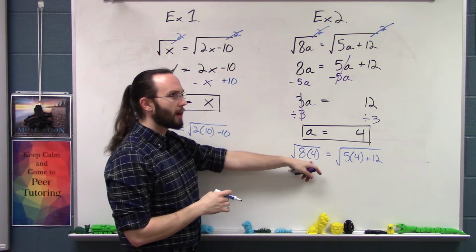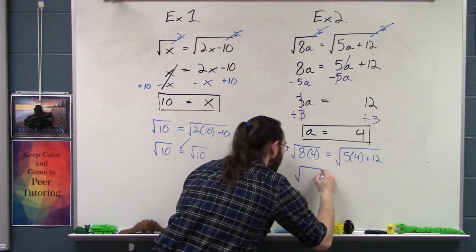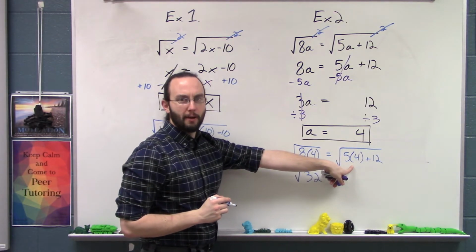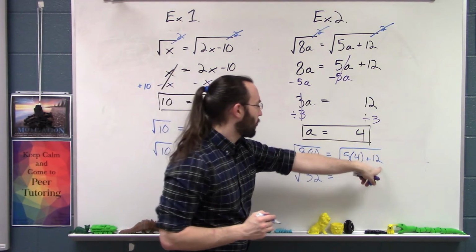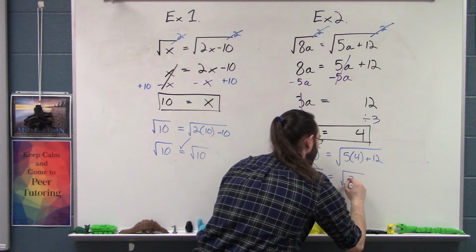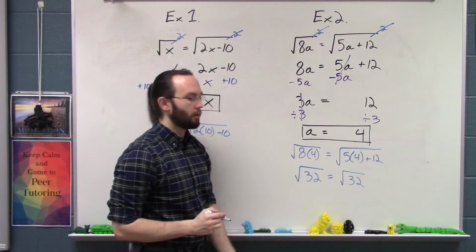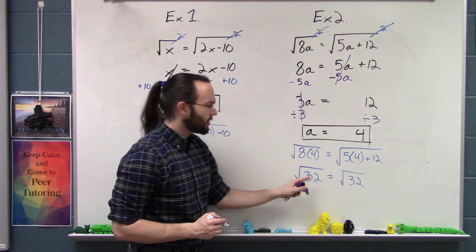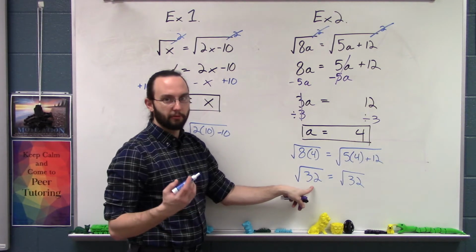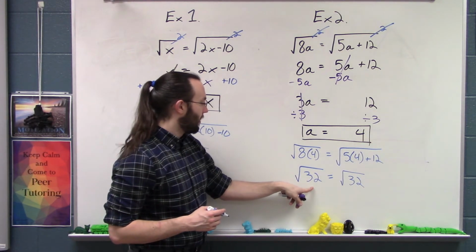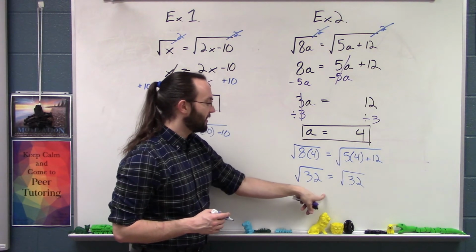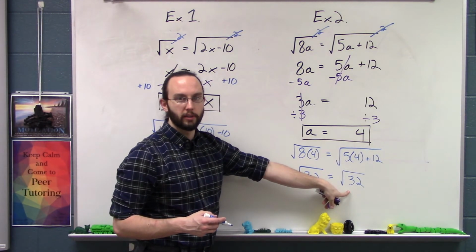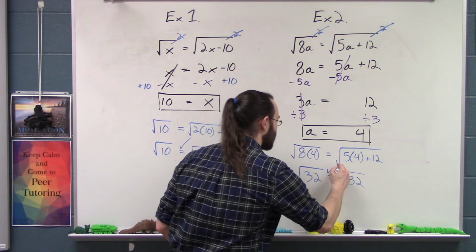Okay, 8 times 4, well that's 32. And on the right, 5 times 4 is 20, and 20 plus 12 is 32. Oh, hey look, the square root of 32 equals the square root of 32. No need to go ahead and simplify these. They would simplify the same way either way you do it. So we don't have to break this up into a 16 and a 2. You can if you want the practice, but we know root 32 equals root 32. Those are the same number. So this answer checks out as well.